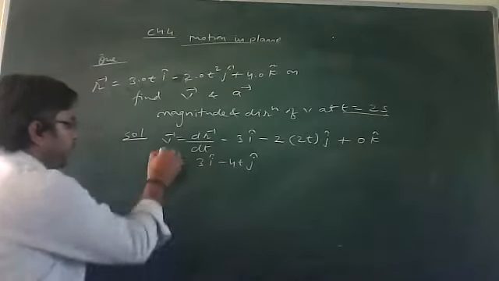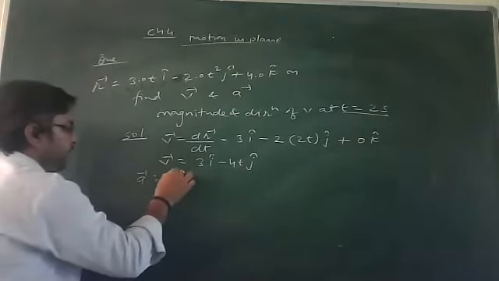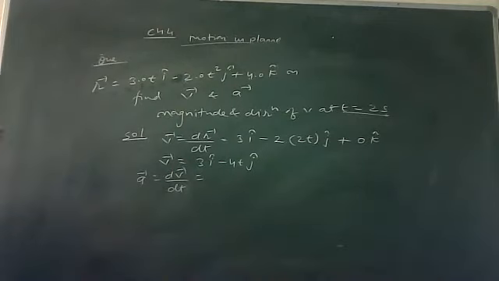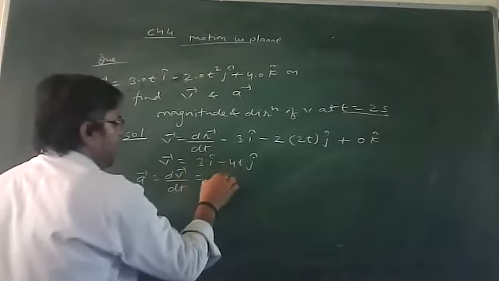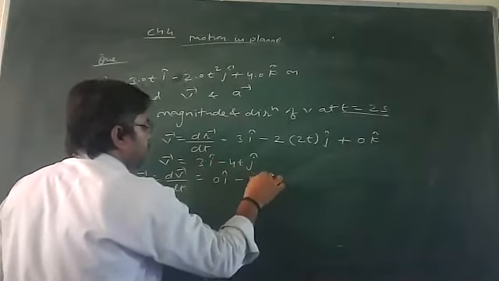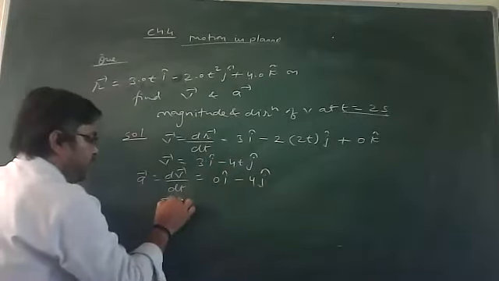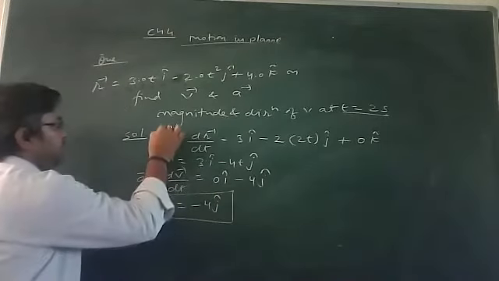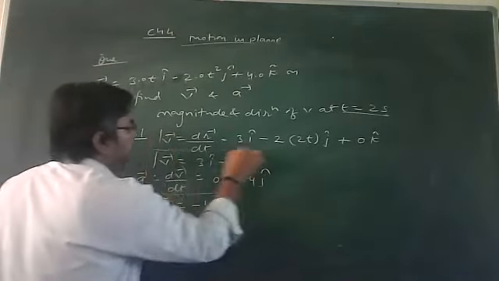This is velocity. For acceleration, differentiate it further. a vector is equal to dv vector by dt. Now differentiate it, and you will get 0 i cap minus 4 j cap. So what is my acceleration? My acceleration is minus 4 j cap. This is the expression of acceleration, and that is the expression of velocity.